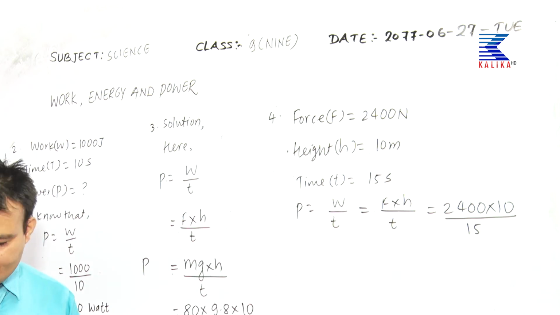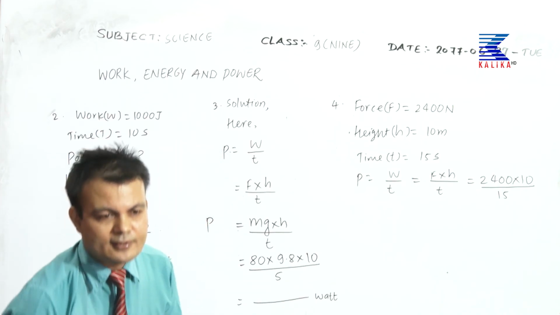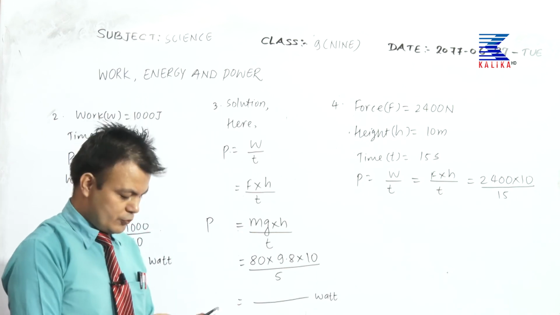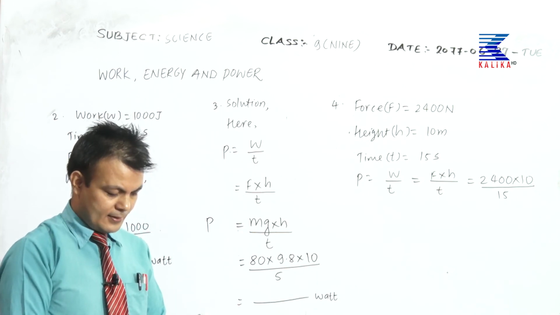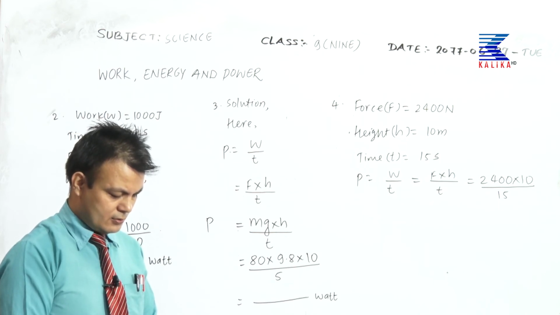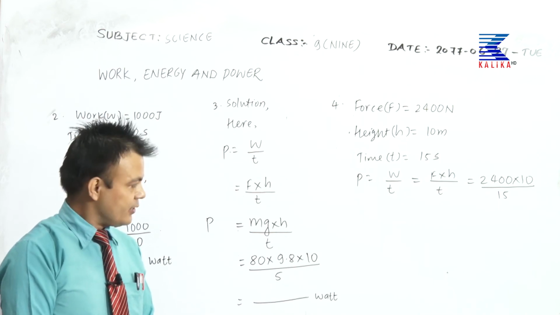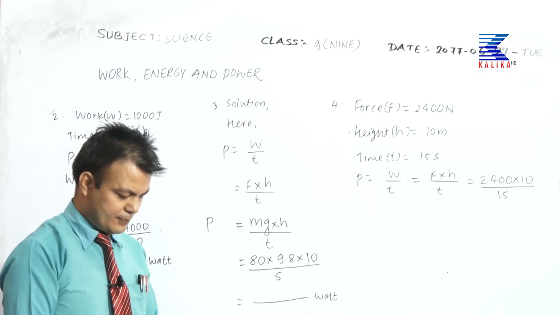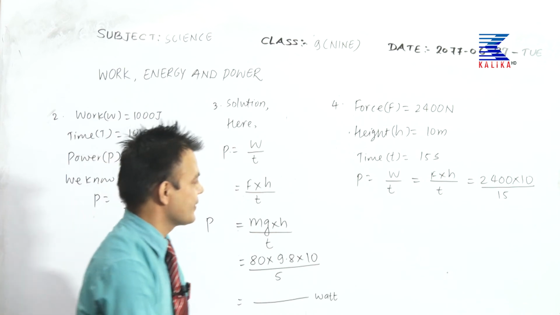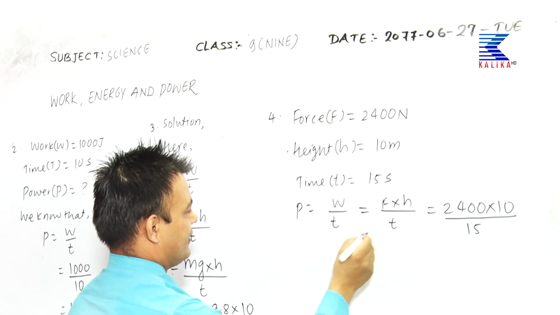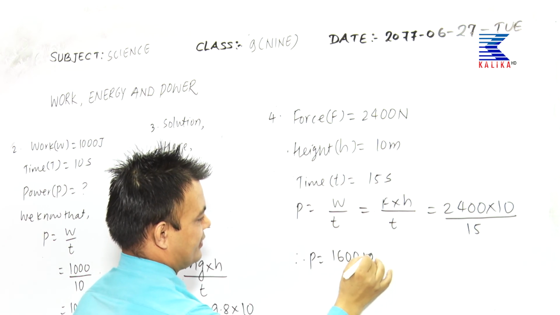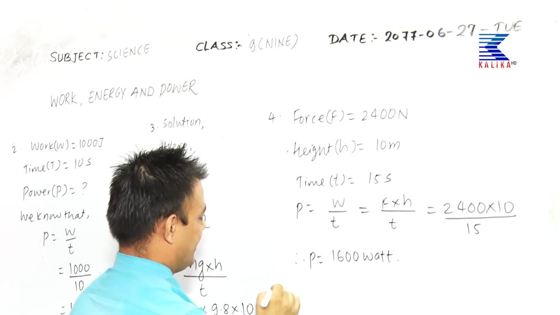What do you think you get? Would you like to use a calculator? I'm using my mobile as a calculator. So 2400 into 10 divided by 15, 1600. Therefore P equal to 1600 watt. Answer.